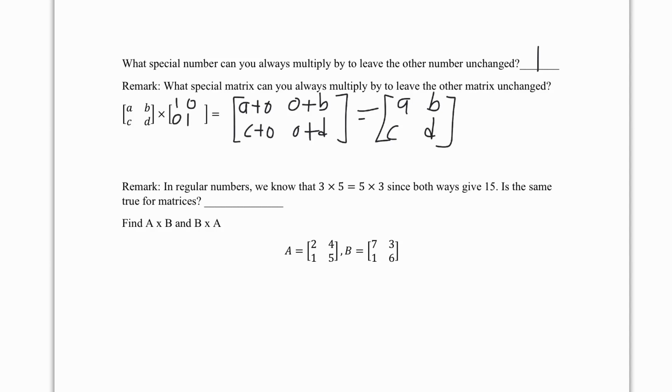And so this matrix right here, this is a very special matrix, and it is called the identity matrix. Just like the number 1 is an identity number, when you multiply, it gives you identically back what you started with.